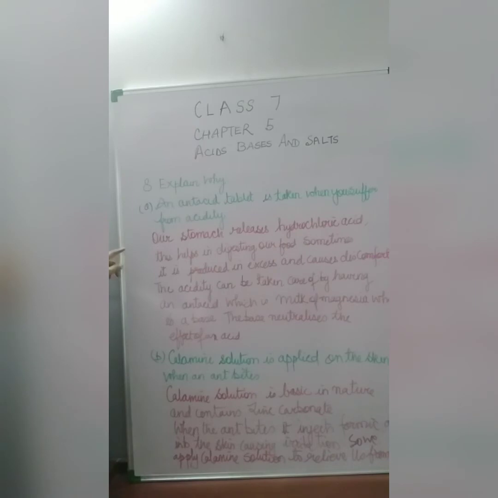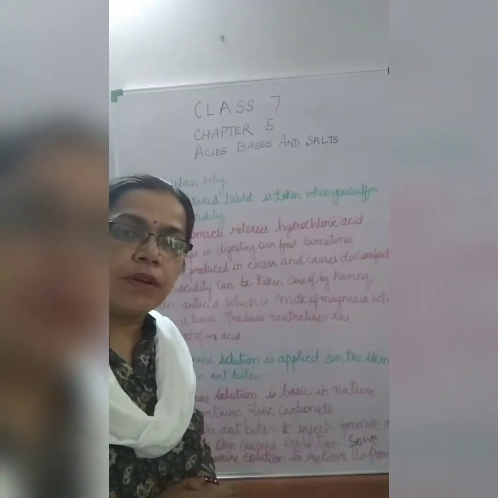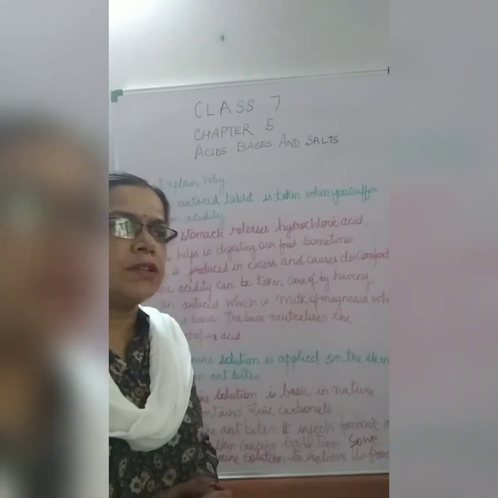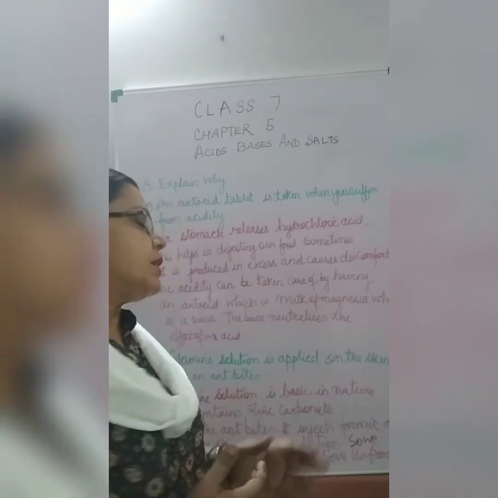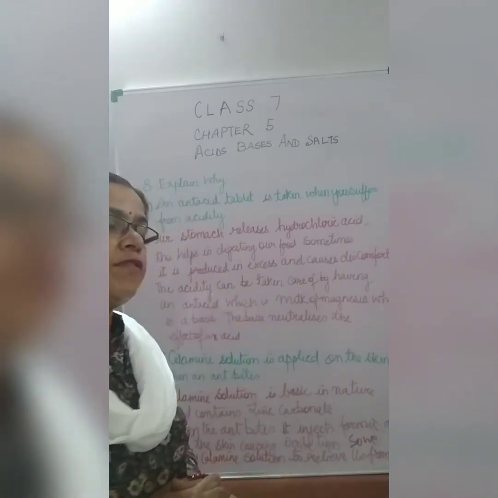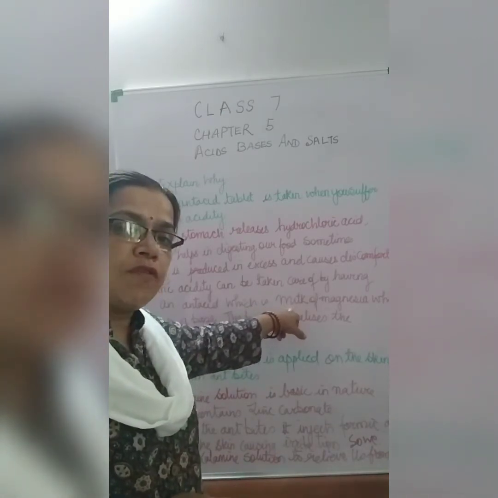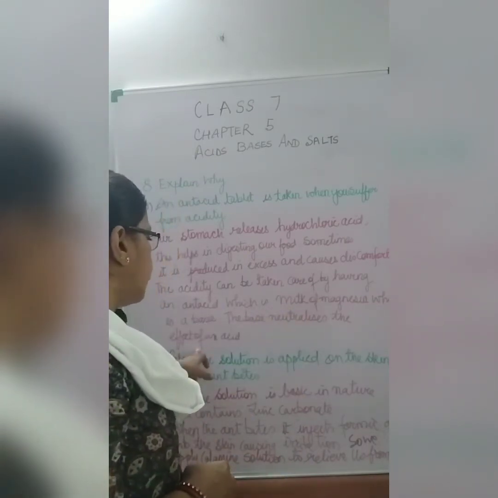Question 8. Explain why an antacid tablet is taken when you suffer from acidity. Our stomach releases hydrochloric acid, and this hydrochloric acid is meant for the digestion of the food. However, sometimes our stomach will produce it in excess. It causes great discomfort and acidity results. This acidity can be taken care of by simply having an antacid, which is milk of magnesia, and milk of magnesia is basic in nature.